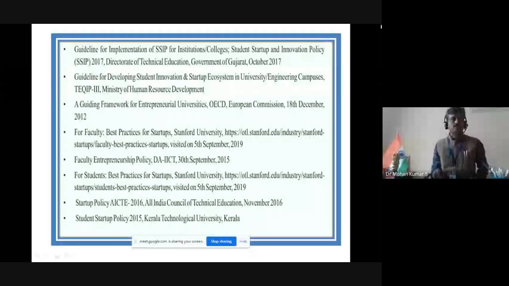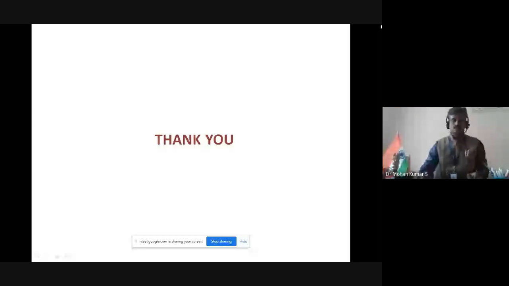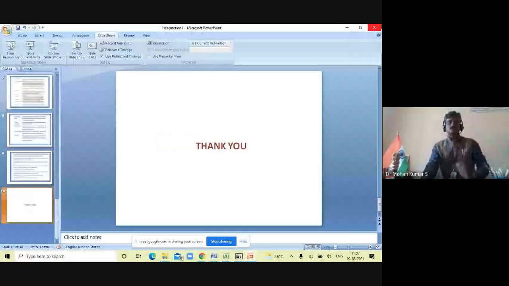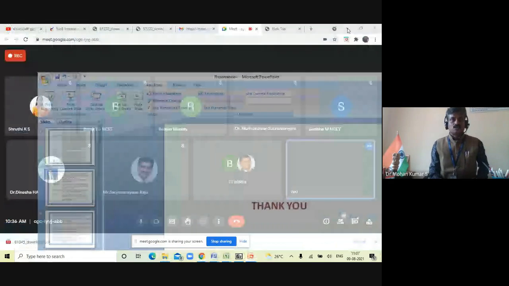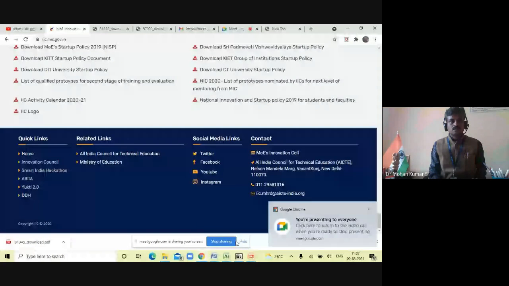There are guidelines for different best practices, startup policy for students, and how to participate in Smart India Hackathon, and what are all the regulations to participate in that. So all these norms and policies are available, so that we can explore through the published norms of IICs, MHRD's IICs. So I will share one more good website.